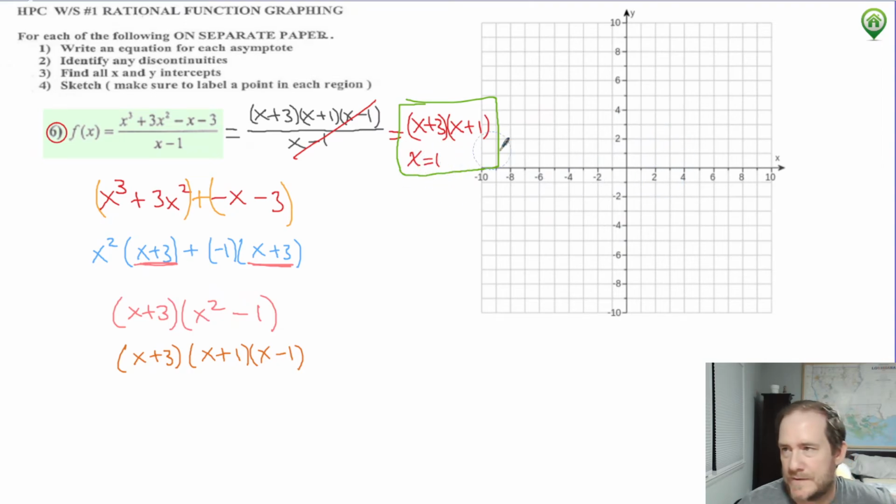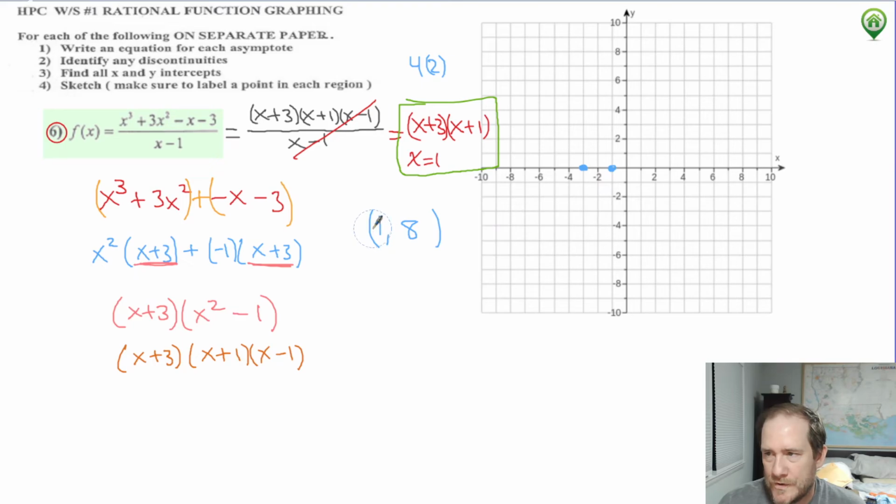Right? So again, I see my x-intercepts are -3, -1, so I can plot those points. -3, -1. I know that at 1 I'll have a hole, so let's take that 1 and plug it in where I can actually evaluate it. So plugging in the 1, 1 plus 3 is 4, 1 plus 1 is 2, so I'm getting a y-coordinate of 8. So my hole is going to be (1, 8). So I can plot that. 1, go up to 8, there's a hole right there.